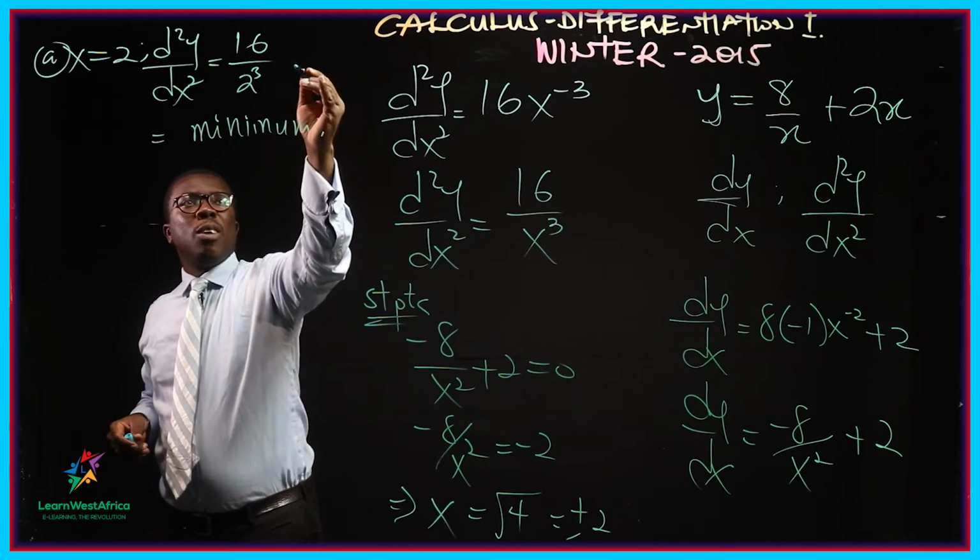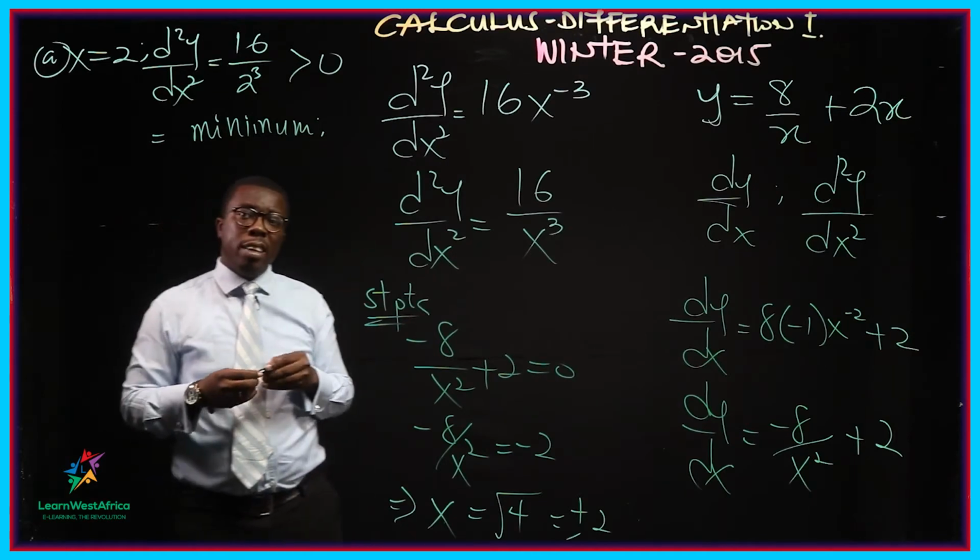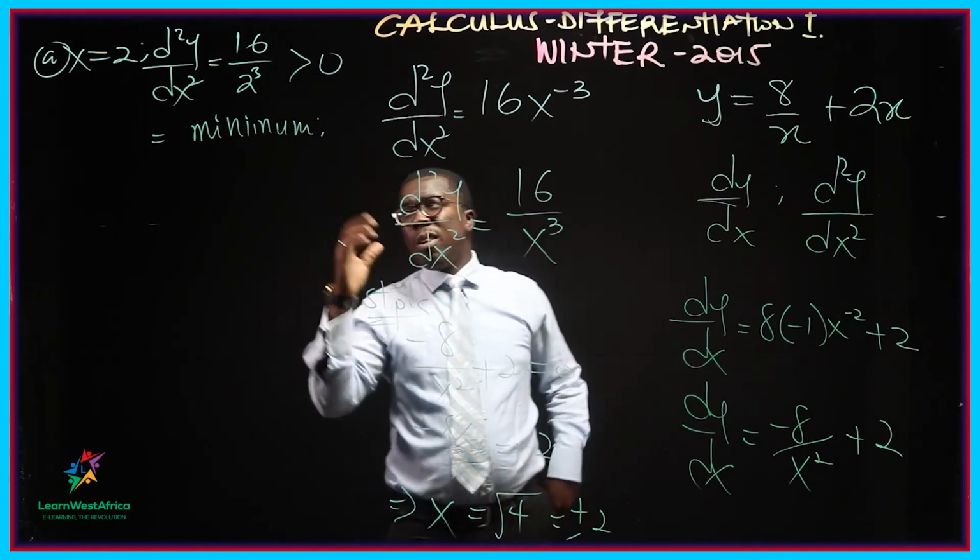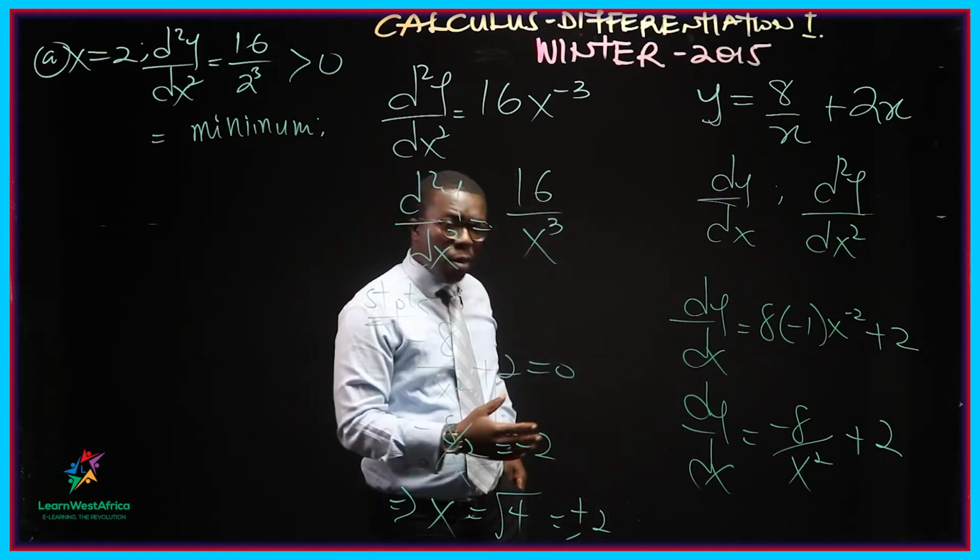The reason being that the whole of that is greater than 0. Okay? The test: once greater than 0 is a minimum point. Now let's test for the -2.